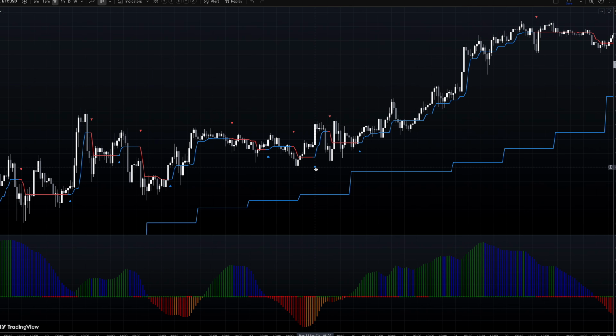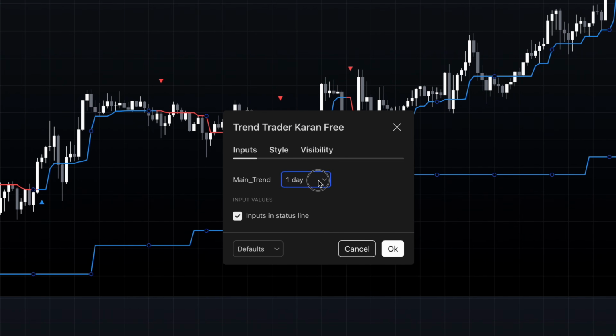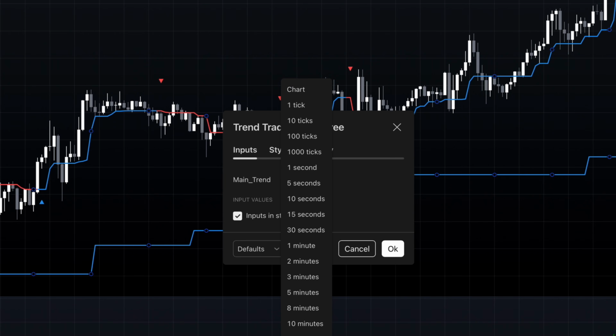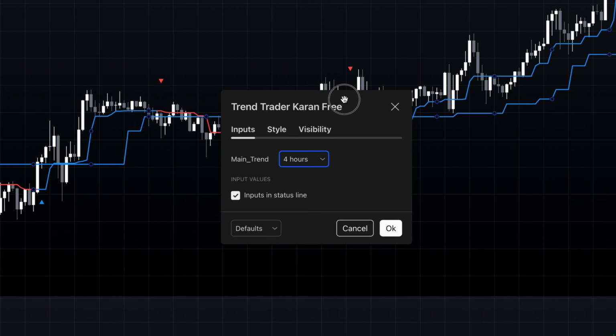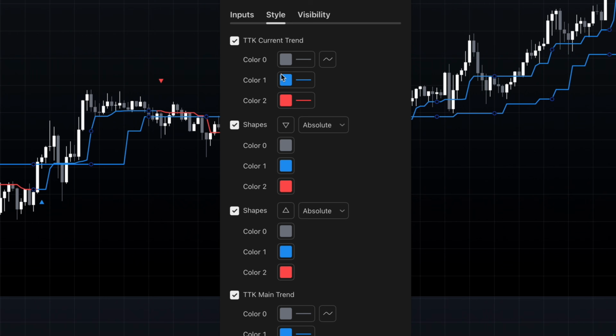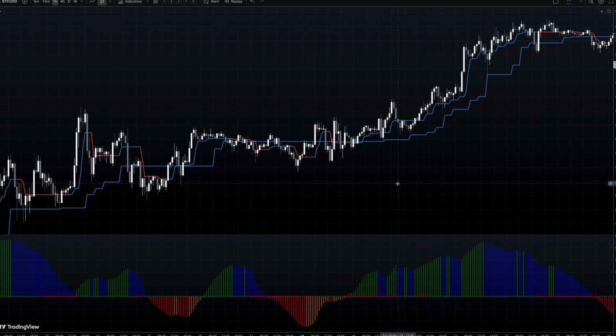For our strategy to work, set the TTK indicator's main trend to 4 hours, as we'll be taking the entries on 1 hour chart. Disable the shapes. We do this to eliminate as many false signals as possible. Instead, we'll get our entries confirmed by UCS Squeeze indicator.